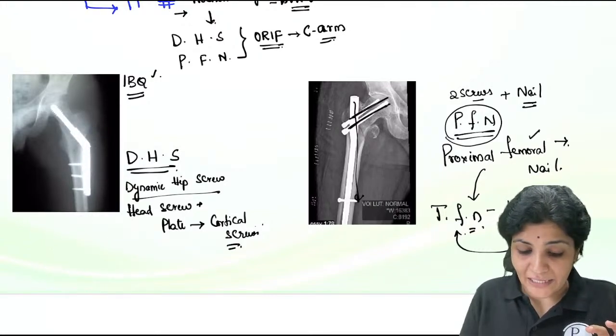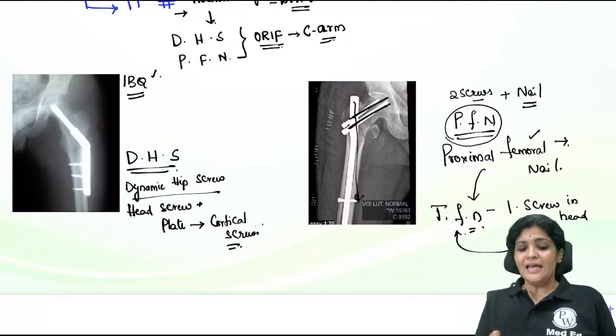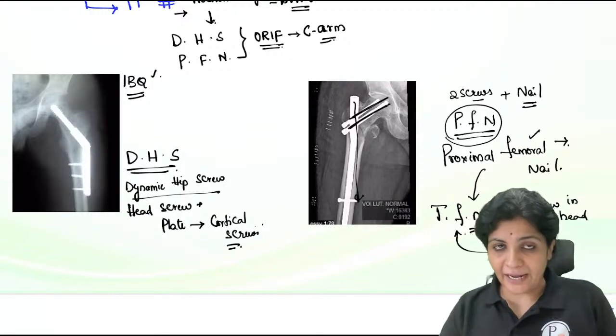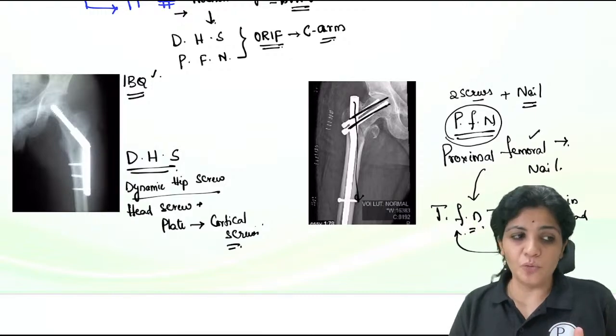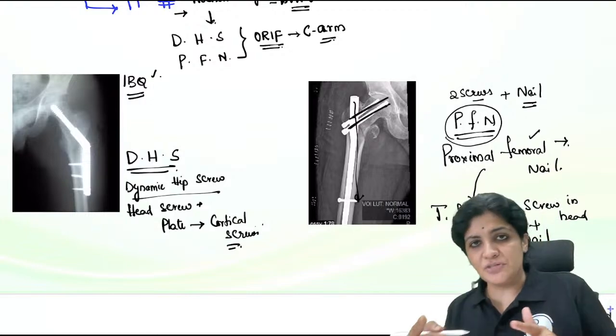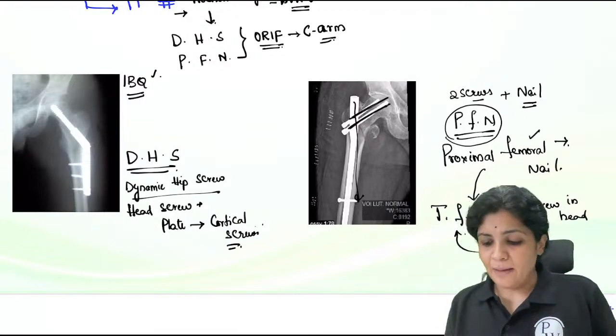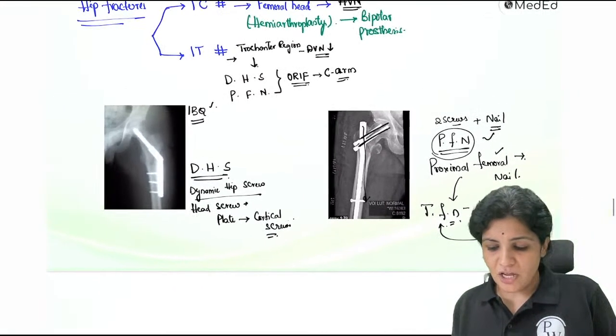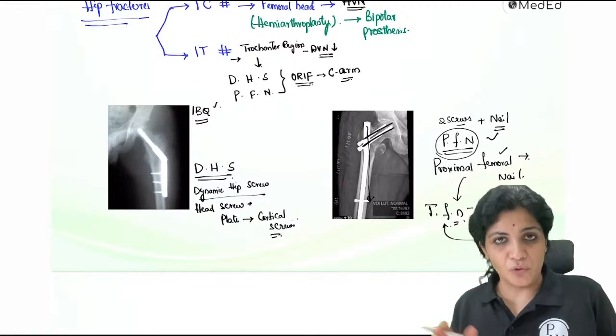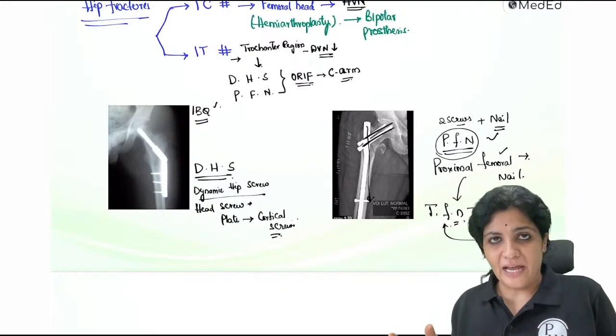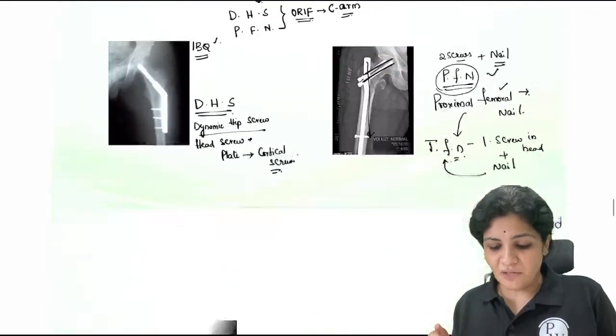So whenever you see a screw in the head, it should either be with a plate or a nail. When you see a plate, you name it as DHS, and when you see a nail, you may name it as PFN. Understood? So this is DHS or PFN for the treatment of your intertrochanteric fractures. Then what is the treatment of IC fracture?